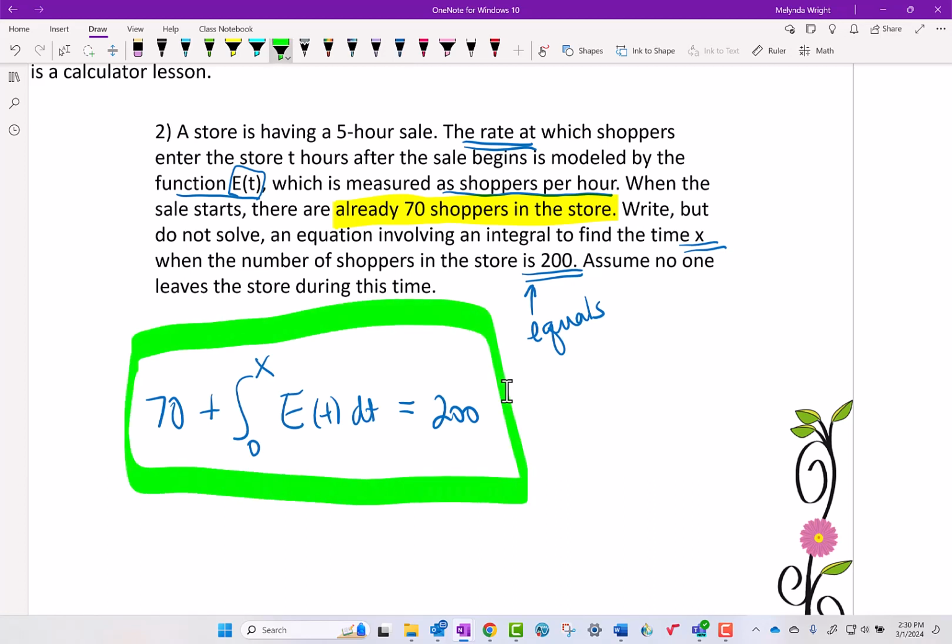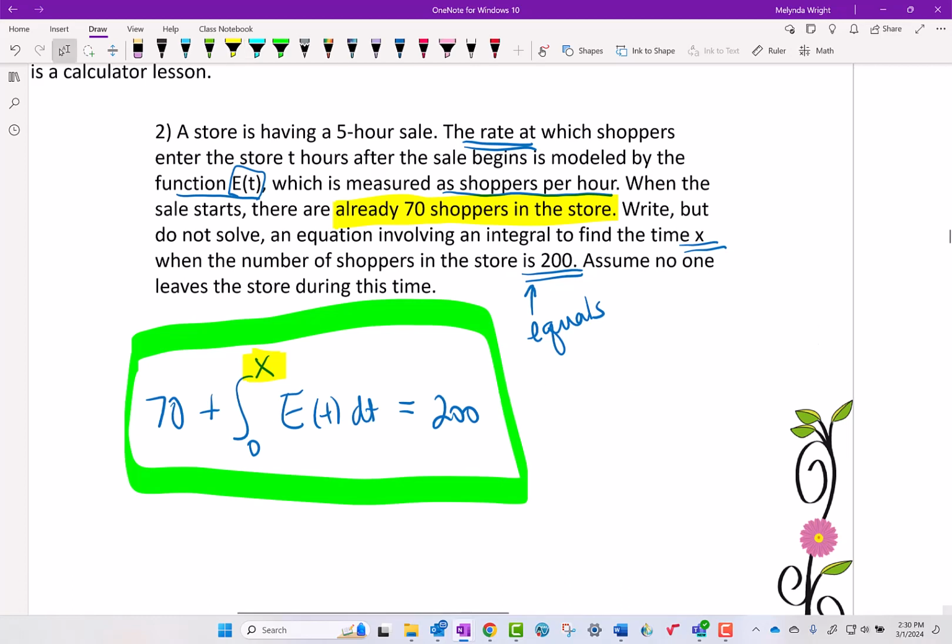Is everybody okay with that? See how the x is just, we can't say whether it is 2 hours or 3 hours. I don't know. We would need to actually solve for this number. We don't know what that is. We would use our calculator to solve for that number.